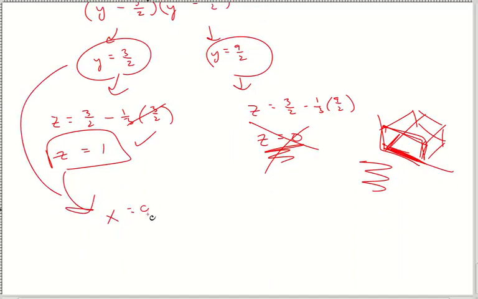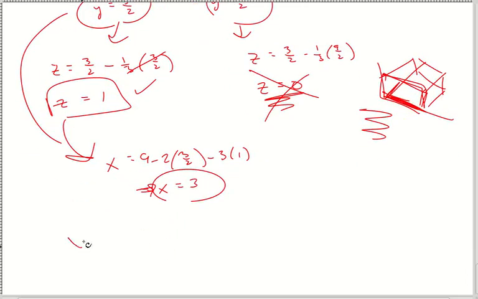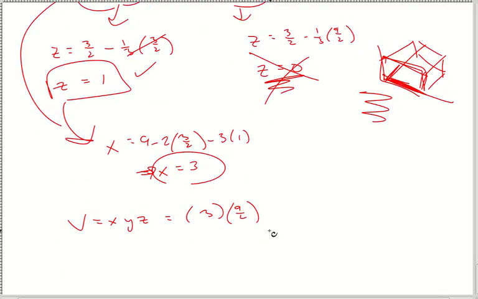I plug it back in, 9 minus 2 times 3/2 minus 3 times 1, and I get x equals 3. Okay, so there's that. So my total answer here, my volume, again, was x, y, z, right? So I've got now 3, 9/2. No, I'm sorry, 3/2. Sorry. And then a 1, 9/2 total. And there, that's the answer they're looking for.